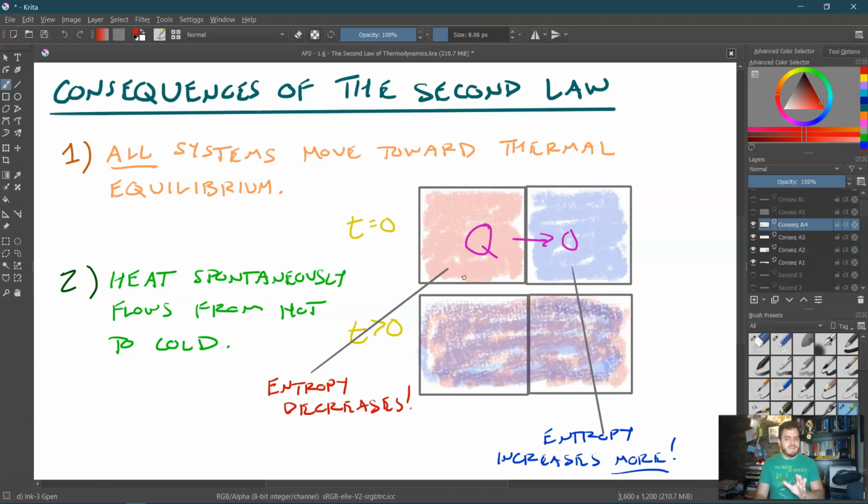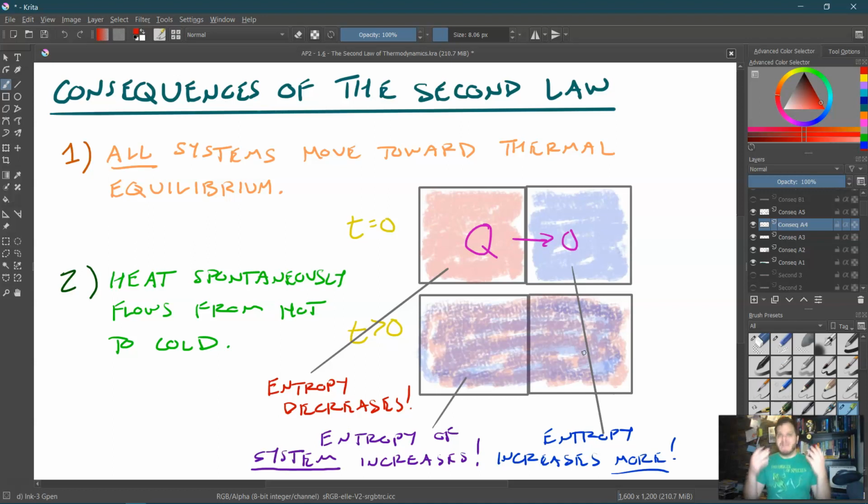Well, it's an open system. It's touching this part here. So if we want to look at the system as a whole, yes, the entropy of this part goes down, the entropy of this part goes up, but overall, the entropy of the system increases. The entropy of the cold part gets bigger, and the entropy of the hot part gets smaller. They don't balance out. The increase of entropy is always greater.